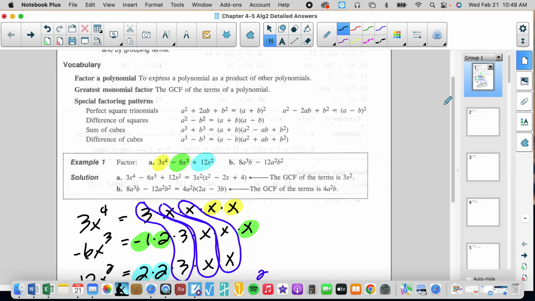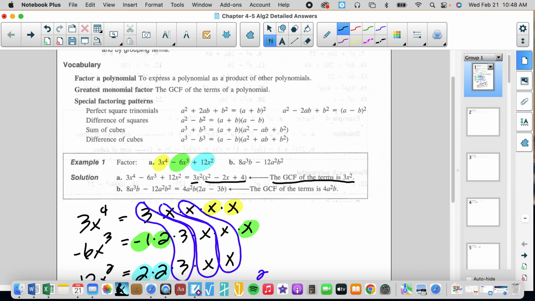And we see that the GCF of the terms is 3x squared. So if we take out a 3x squared, we're left with that. That's what's happening, and we can use that prime factorization to see what's left in that quantity. It's a really, really neat thing.